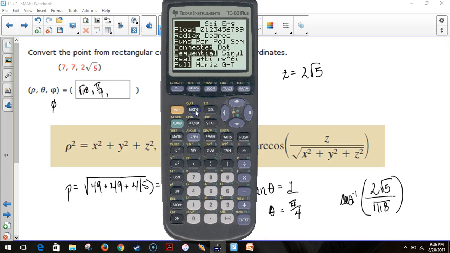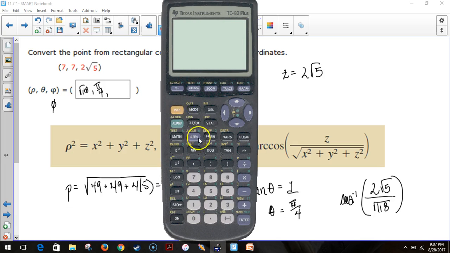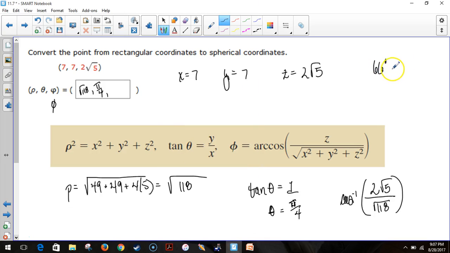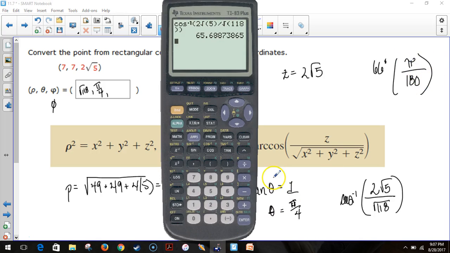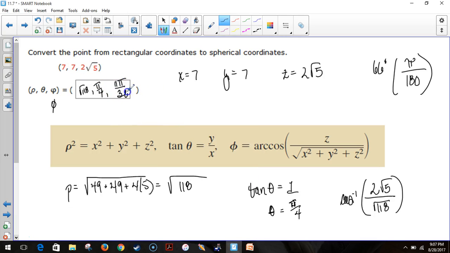So I'm going to change this over to degree. I'm going to say what angle has the cosine of 2 radical 5 over a radical 118? At a 65.7. So let's see if I want to change this. Let's say 66 degrees, and I want to change that over to radian. And so I'm going to need a 180 down here and multiply times pi there. So 66 divided by 180 is about that. About 11 over 30, so I'm going to say 11 pi over 30.